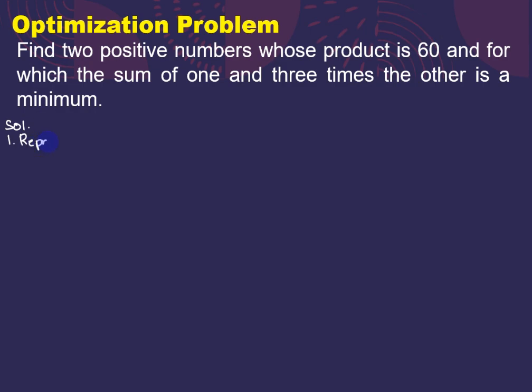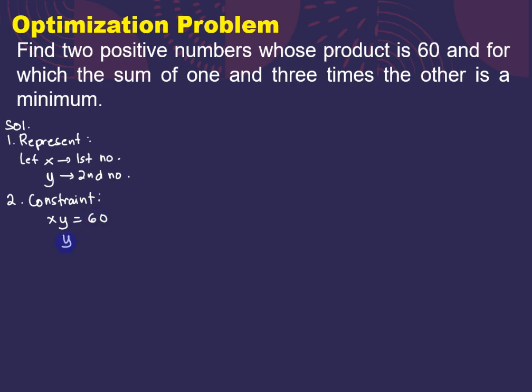So, representation. Let x be the first number and let y be the second number. Okay? Then we identify the constraint or the given condition in the problem. According to the problem, two positive numbers whose product is 60. So therefore, the product of x and y is 60.